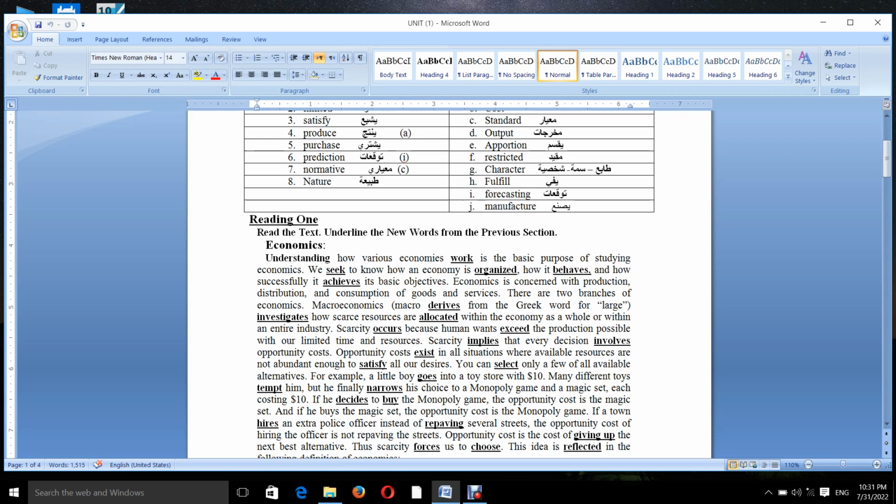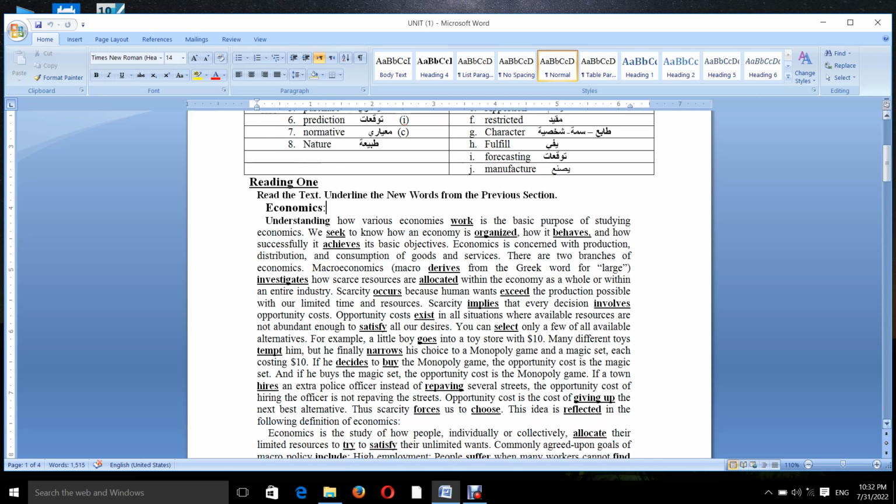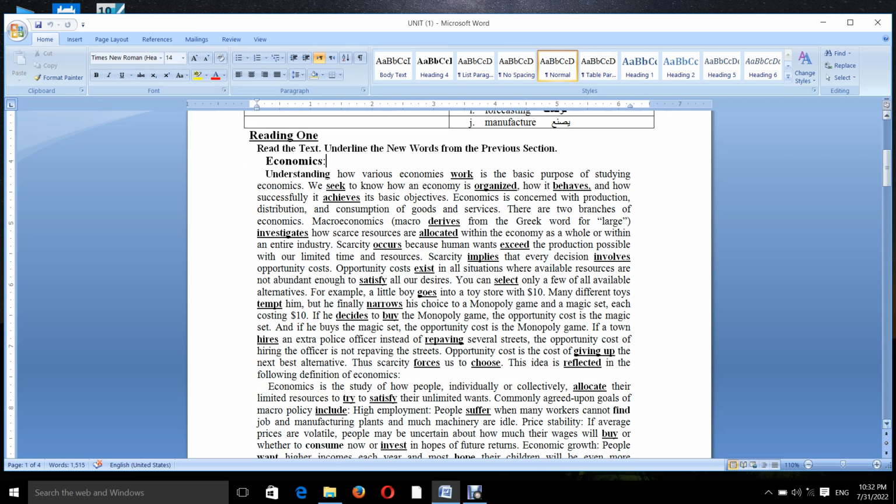If a town hires an extra police officer instead of repaving several streets, the opportunity cost of hiring the officer is not repaving the streets. Opportunity cost is the cost of giving up the next best alternative. Thus, scarcity forces us to choose. This idea is reflected in the following definitions of economics. Economics is a study of how people, individually or collectively, allocate their limited resources to try to satisfy their unlimited wants.